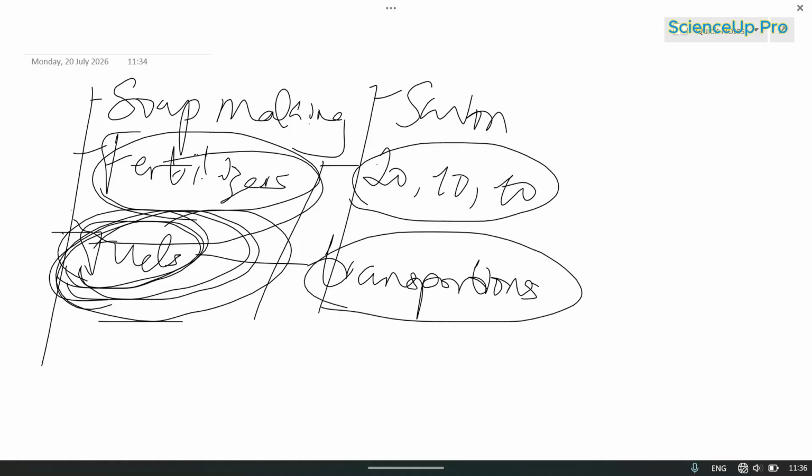Even talking about fuels, without chemistry, all the vehicles you have will not be produced as well. Fuels are also important because they are being produced because of the knowledge of chemistry, but without chemistry, even the fuel the vehicles are going to use will not be produced as well.